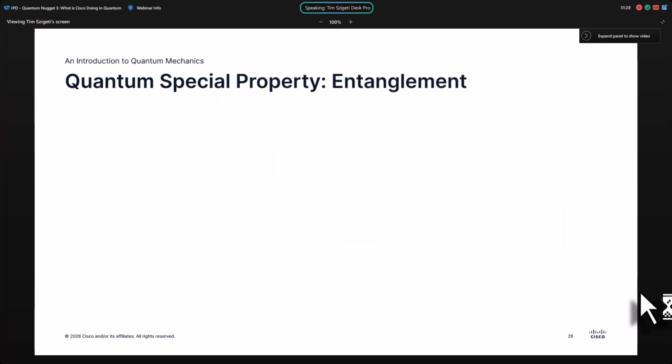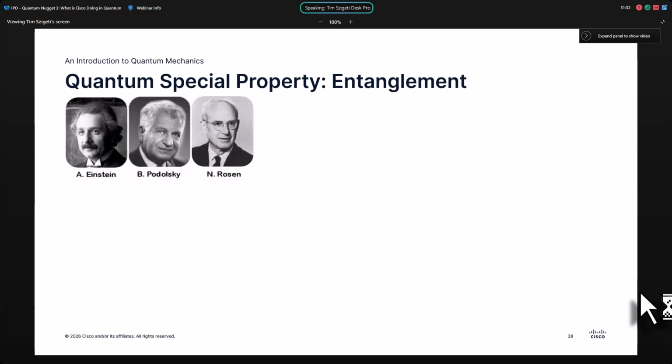So what's interesting, if we want to just do a little bit of history, is that this was first analyzed by Einstein and his colleagues, Podolsky and Rosen. That's why originally it was called an EPR pair, after their initials. They wrote this paper in 1935. We're coming up on 90 years, like 89 years.